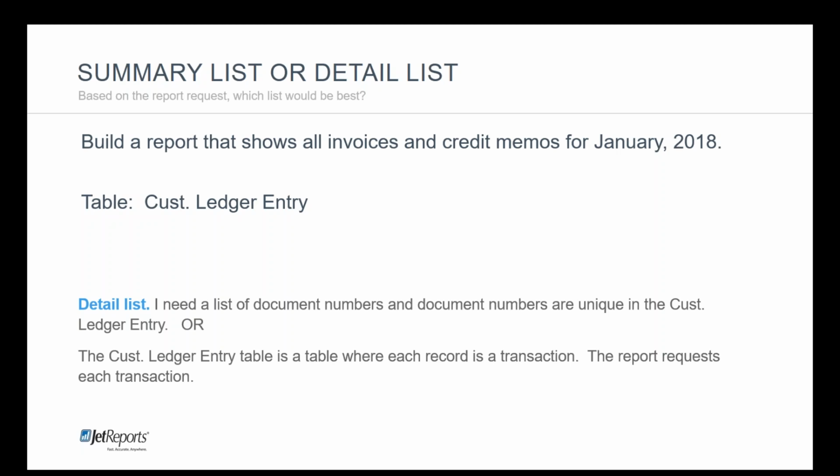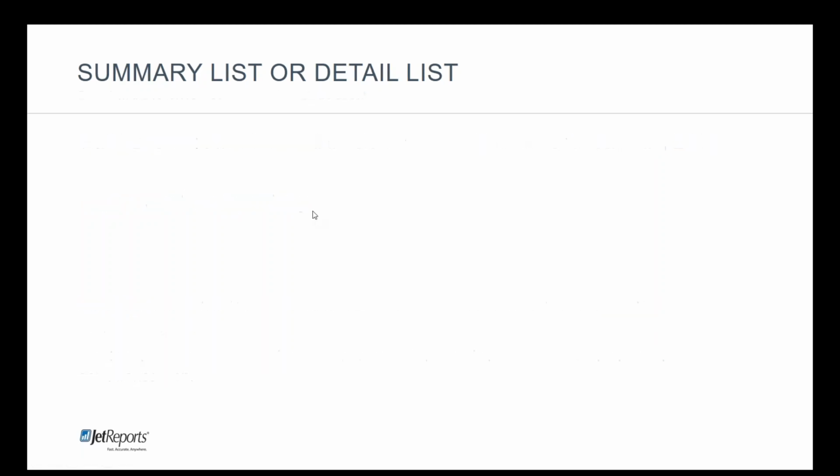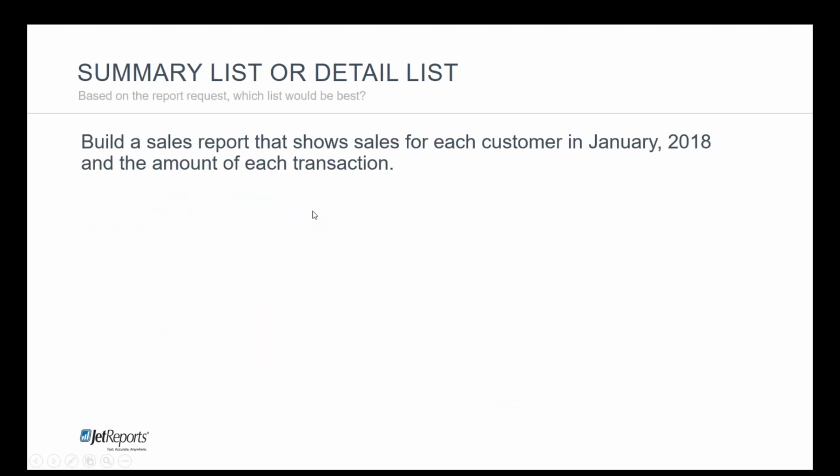So I got one more example before we actually go and build these reports real quick. Build a sales report that shows sales for each customer in January 2018 and the amount of each transaction. Now, is this a summary list or a detail list? Well, I'm going to go to the customer ledger entry table. Again, I'm dealing with customers and transactions and dates, and all those things kind of lead me to using this table because it gets me all the information I need.